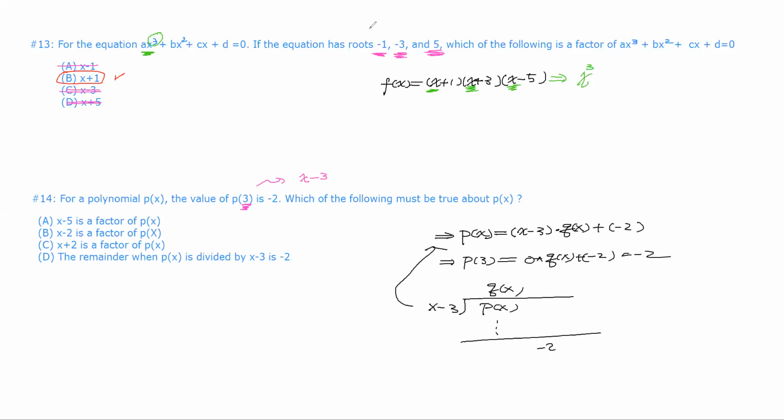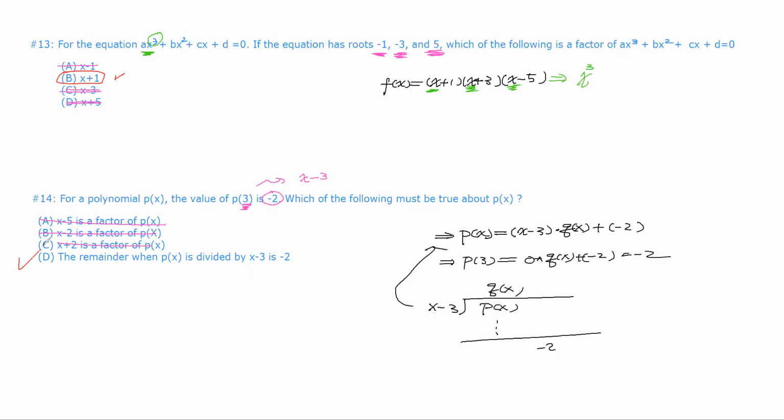Okay, let's check. "x minus 5 is a factor of P(x)." There's no place that talks about x minus 5, so no, this is not it. "x minus 2 is a factor." No, this is -2, not a factor, so that's not it. And they say "x plus 2 is a factor." No, they did not say x plus 2, because here it is x minus 3, and this is just the value of P(3). So this is not it, so the last one is the true statement.